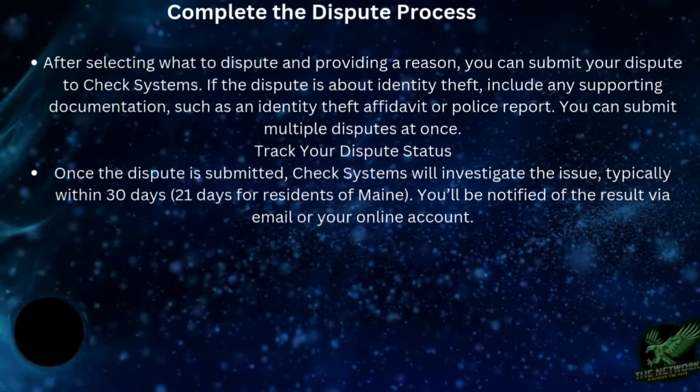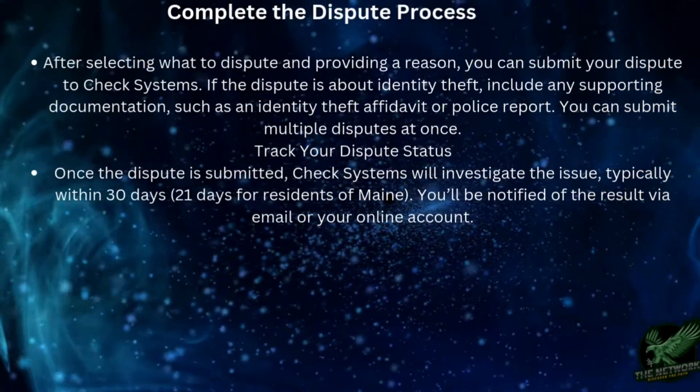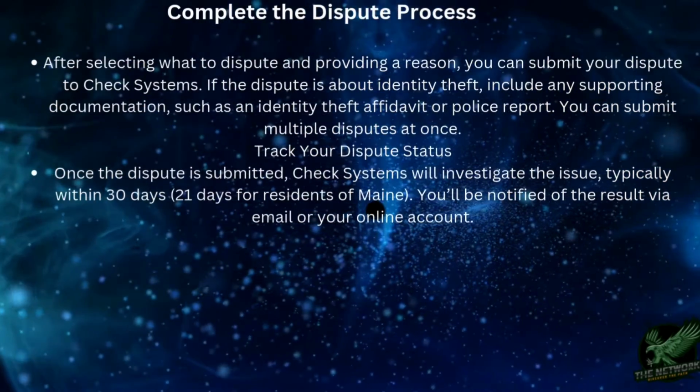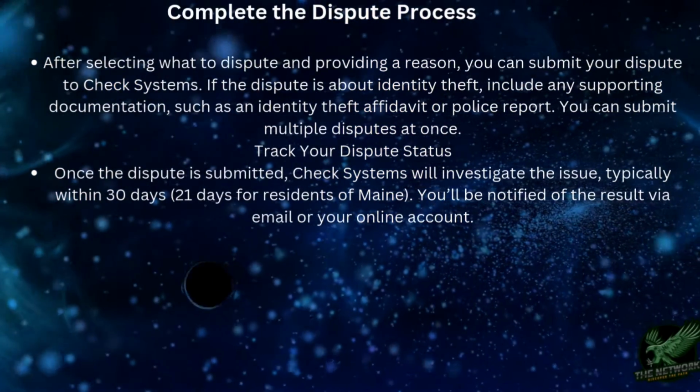Track your dispute status. Once the dispute is submitted, ChexSystems will investigate the issue, typically within 30 days. It's usually faster than that, but sometimes it can be up to 30 days, or 21 days for residents of Maine. You'll be notified of the results via email or your online account.